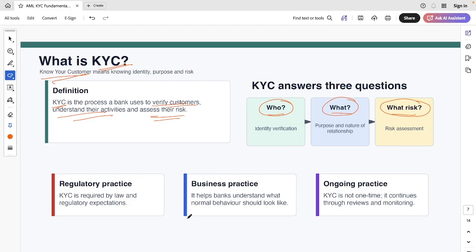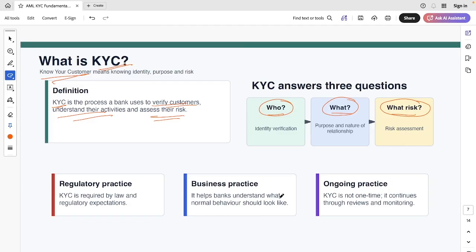For example, if a small grocery shop deposits cash daily, that may be normal. But if a salaried employee having a monthly income of 50,000 rupees suddenly starts receiving dozens of international business payments, that may need review from the bank side.